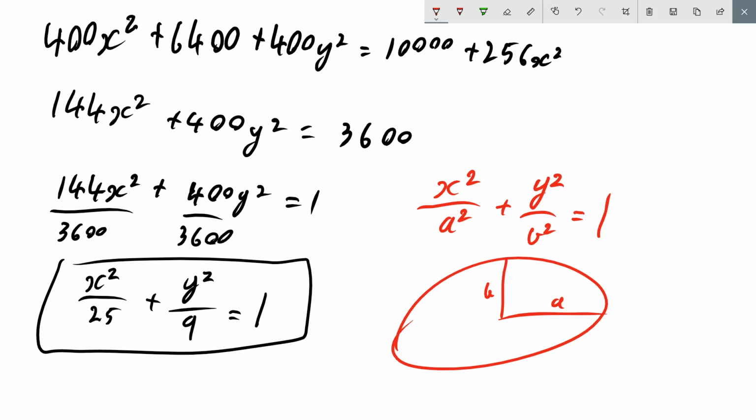But that is all the time that I have for today on Locus. In the next video, we'll be looking at ellipses again, but in a slightly different way.